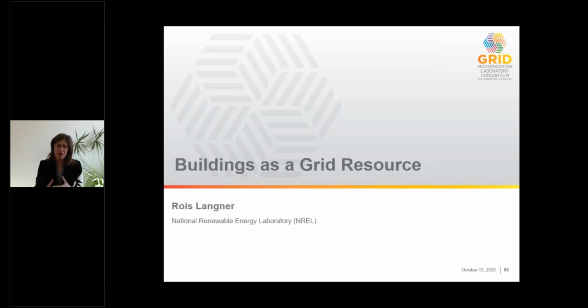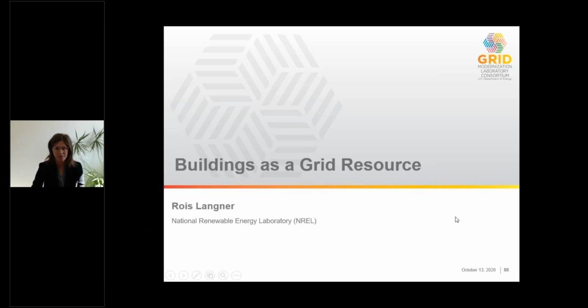I want to talk today about how buildings themselves can be this resource to the grid, and how we're thinking about that from the National Lab level, from the Department of Energy level, on how buildings can be more flexible and how they use energy to really provide that resource to the grid.